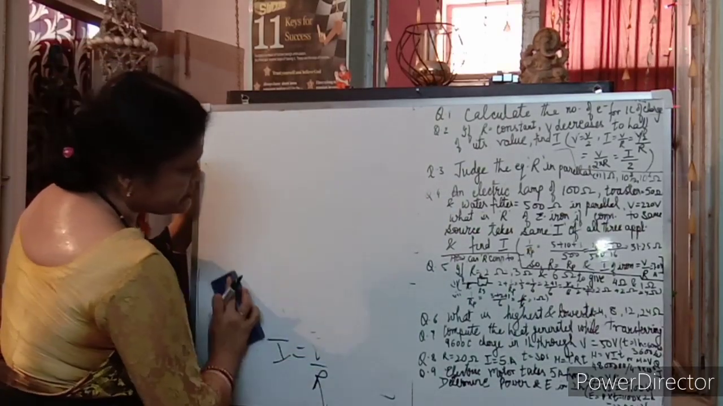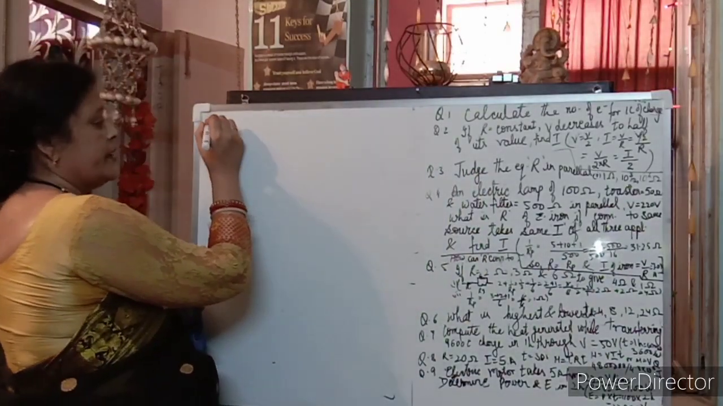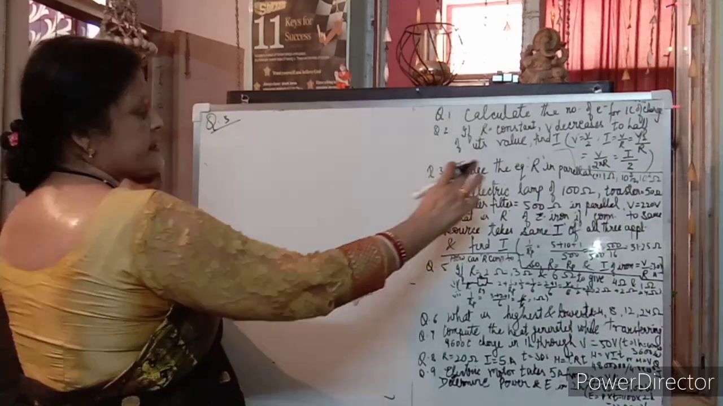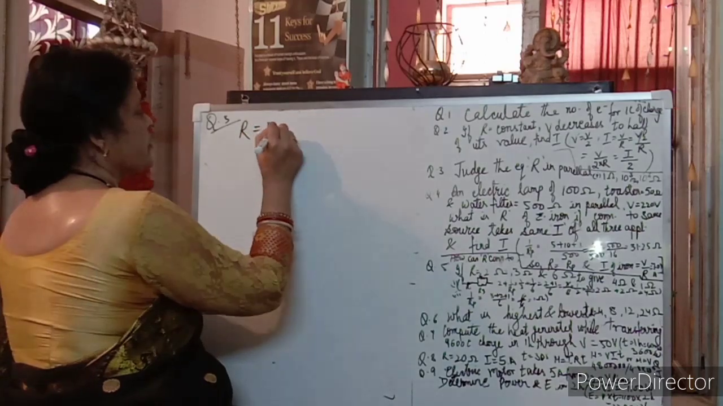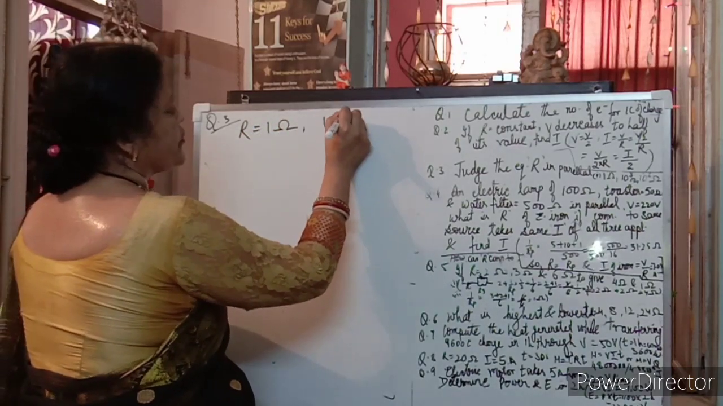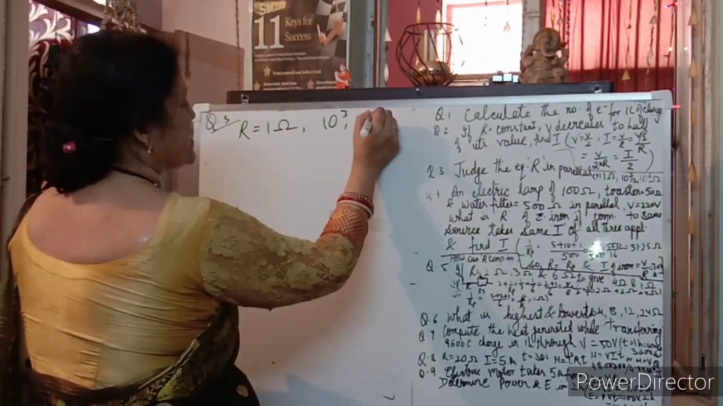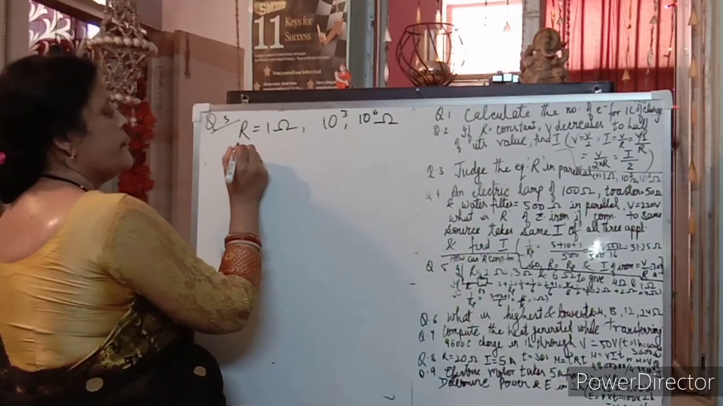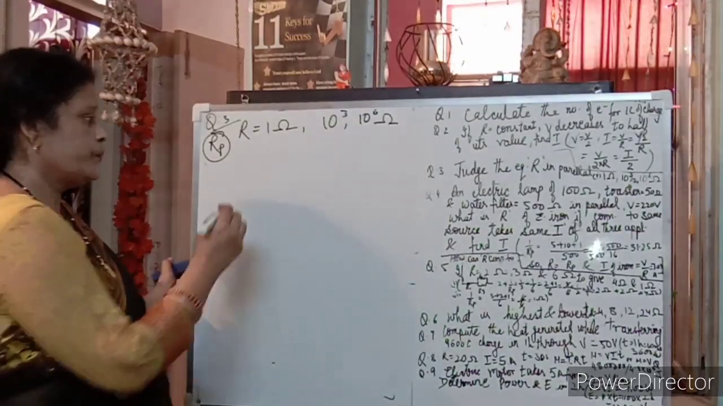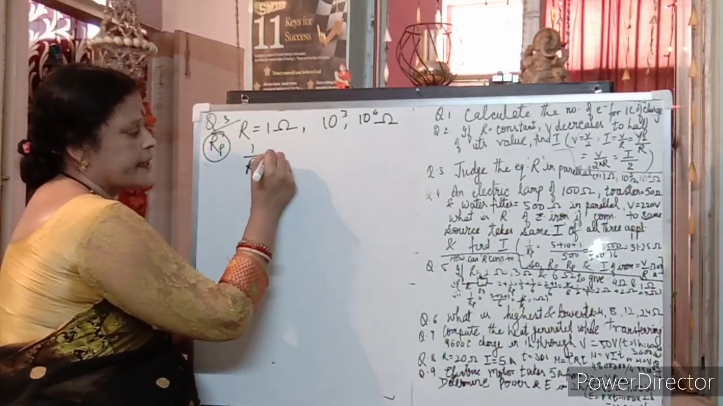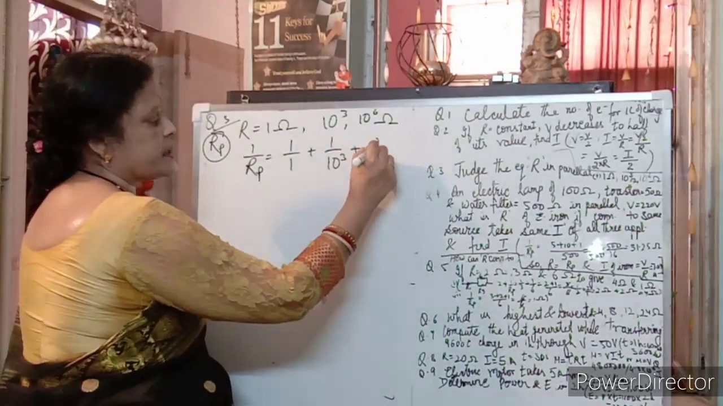Now let us go with the next question, question number 3. Find the equivalent resistance in parallel, where R is equal to 1 ohm, 10 to the power 3 ohm and 10 to the power 6 ohm. Yes. Now they are all connected in parallel. RP is in parallel. What will we do? 1 by RP is 1 by 1 plus 1 by 10 to the power 3 plus 1 by 10 to the power 6.